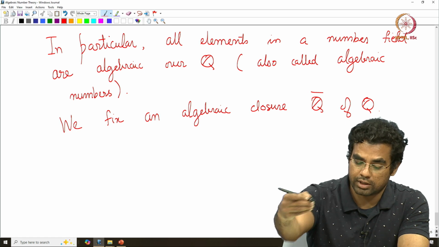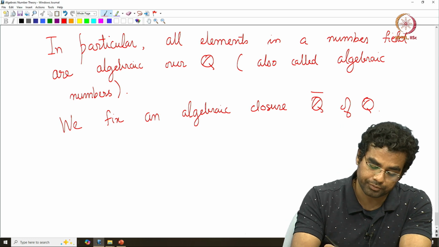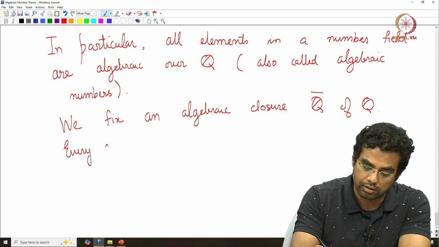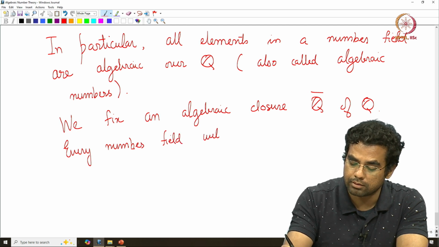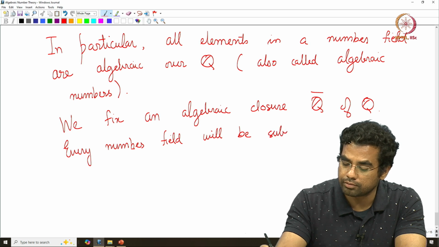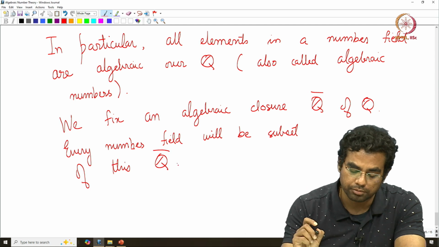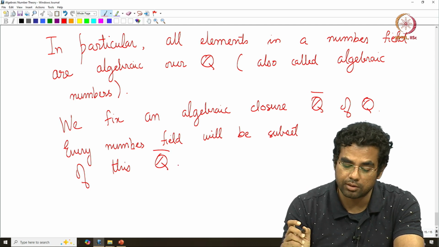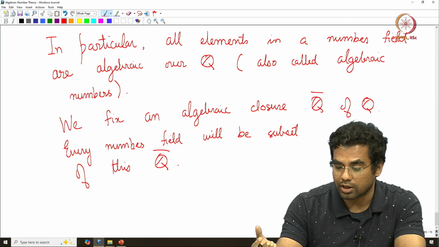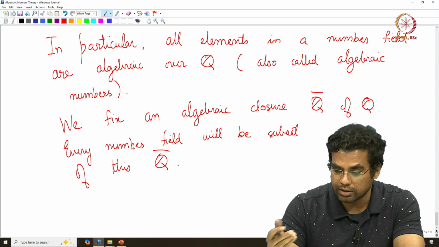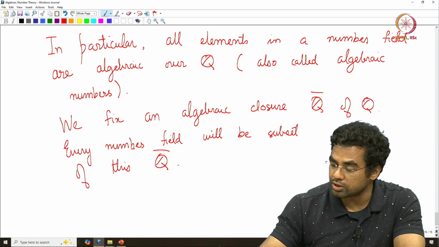We are not going to say that everything is contained in C, but I am going to fix an algebraic closure Q bar of Q and then work with this. Okay. So, every number field will be a subset of this Q bar. Okay. So, that is just a technical point that we will always fix an algebraic closure and work with that. All right, and we can do that now because a number field consists of algebraic numbers. So, they are all contained in Q bar. Okay. All right. So, this is our number field.